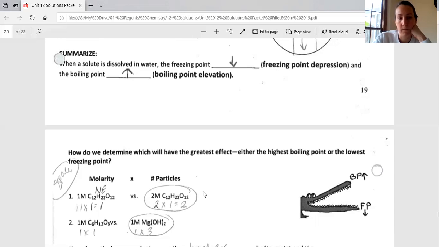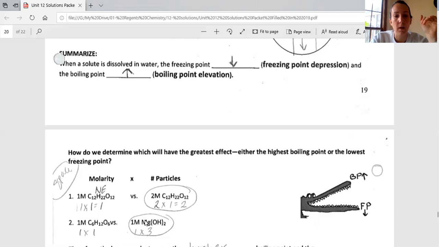Okay, example 2. 1 times 1. So where did I get that 1 from? I know that C6H12O6 is a non-electrolyte. It's not a salt, it's not an acid, it's not a base. So its Van't Hoff factor is 1. 1 times 1 is 1.